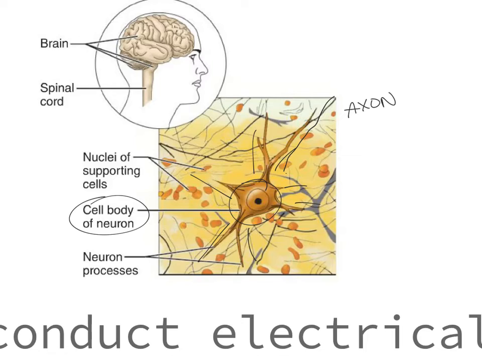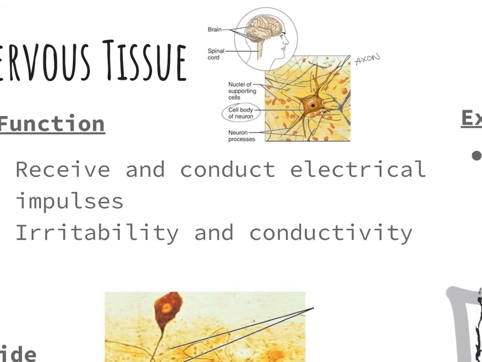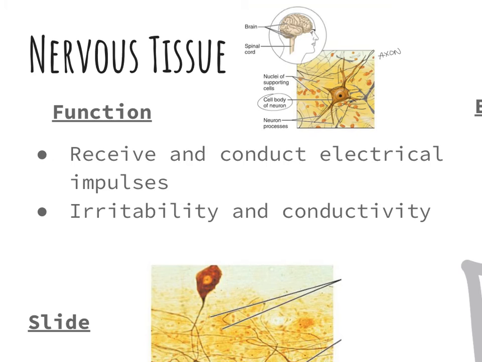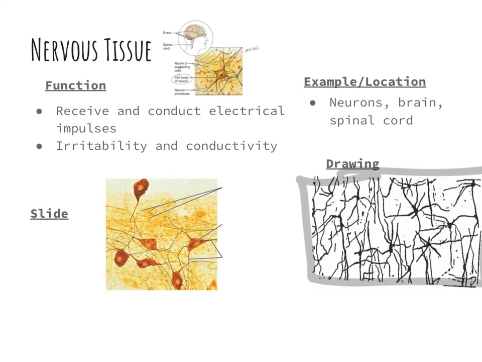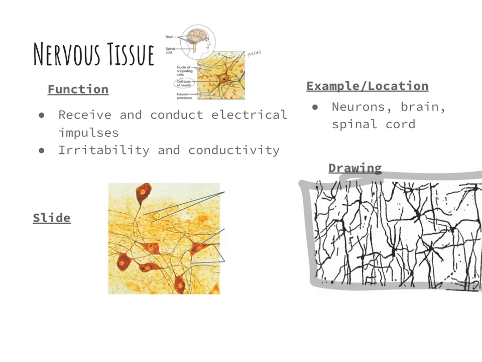And those axons can come in all different lengths. The longest one is your sciatic nerve, which runs down the length of your leg. So let's talk about nervous tissue. The job of nervous tissue in our body is to receive and conduct electrical impulses. So it sends messages to and from places all over our body. Nervous tissue is special in the fact that it can send and receive signals.